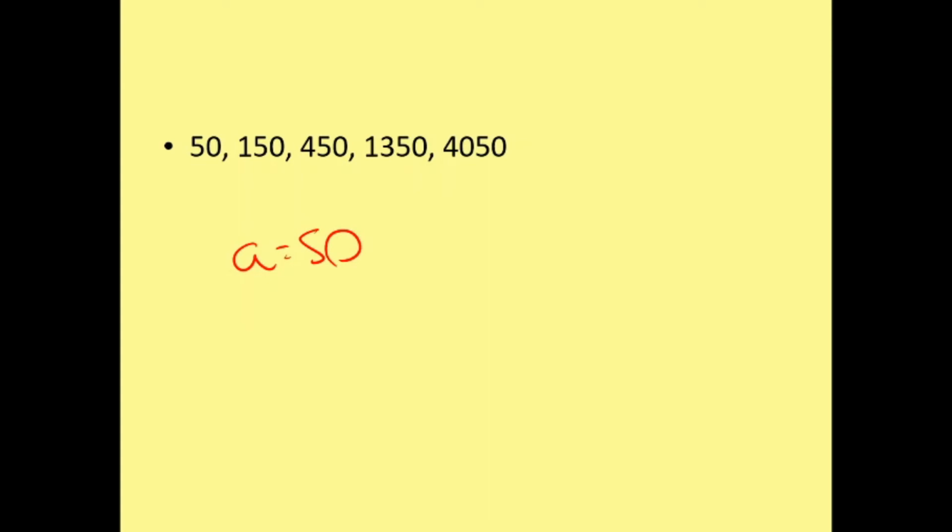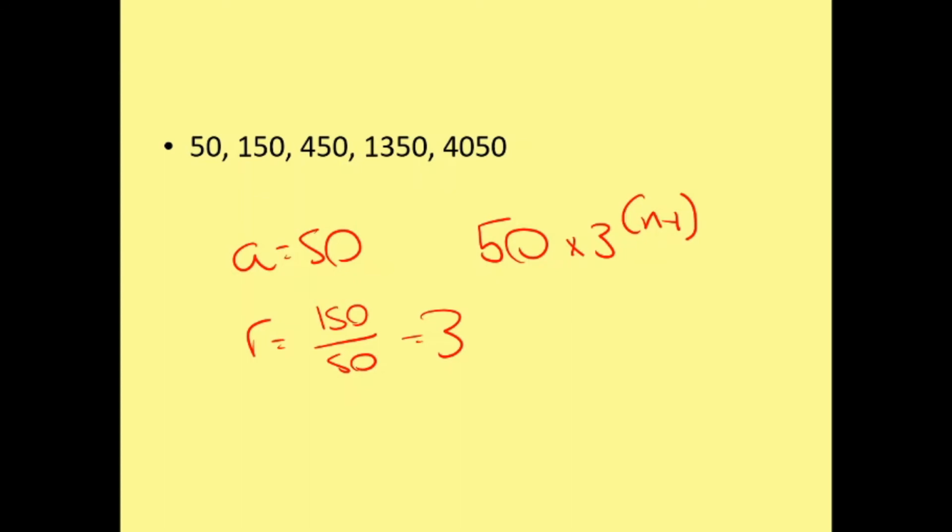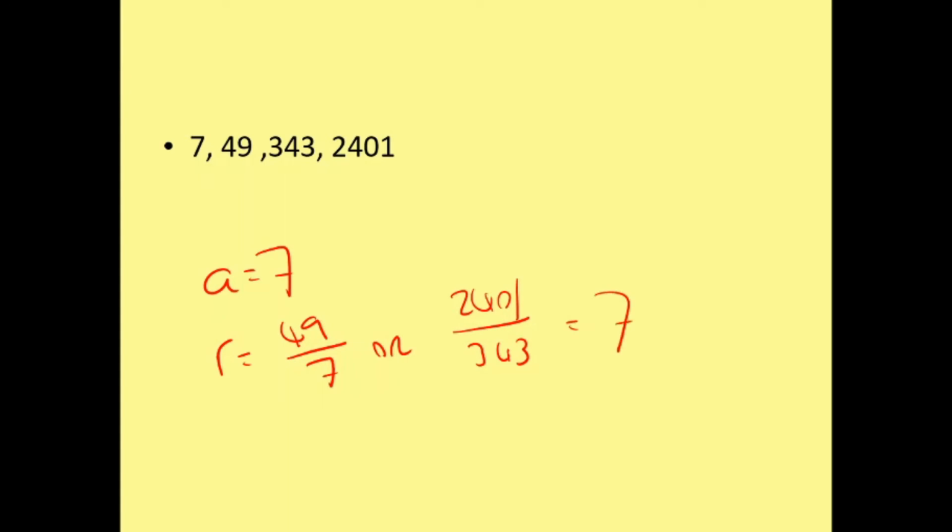So this one here, we can work out the nth term now. I know A is going to be 50. I know R is going to be, let's do 150 divided by 50, which is 3. So it's going to be 50 times 3 brackets n minus 1. And that's always n minus 1 at the top. Nice and easy. So this one here, A equals 7. And the ratio is 7, because I'll do 49 divided by 7, or I could do 2,401 divided by 343, which is 7. So my sequence here is 7 times 7 brackets n minus 1. If you know your maths, it's the same as 7 to the n, but keep it in the first form.